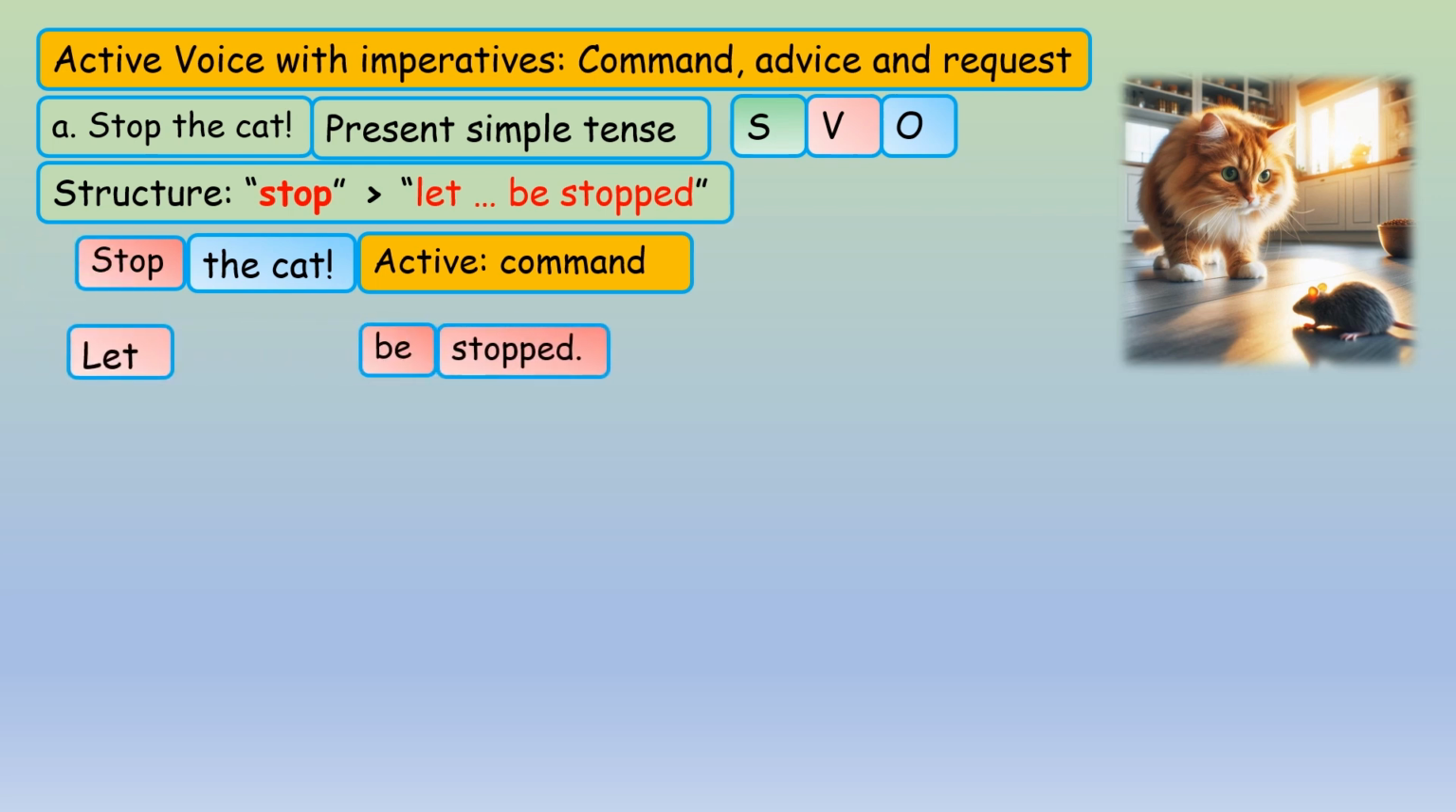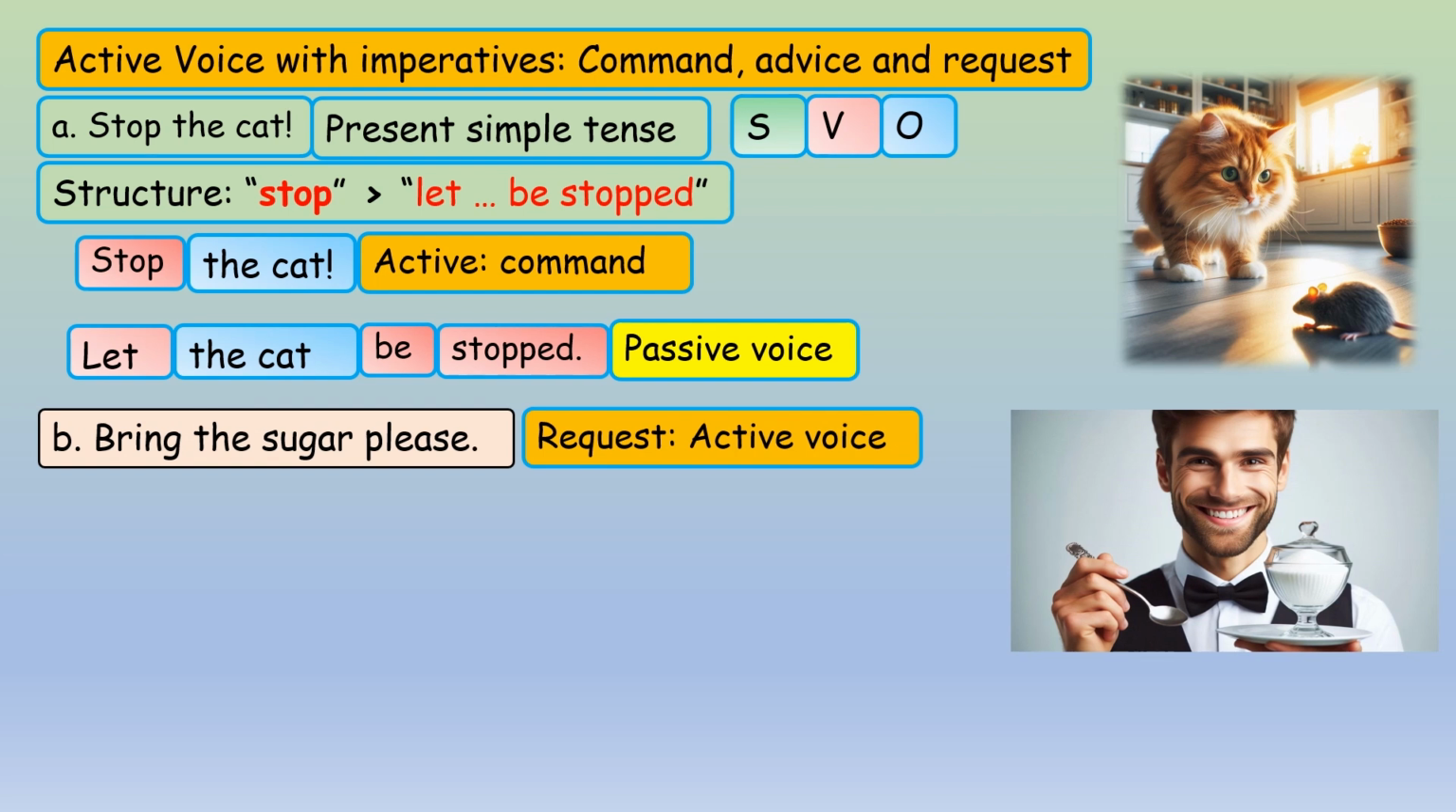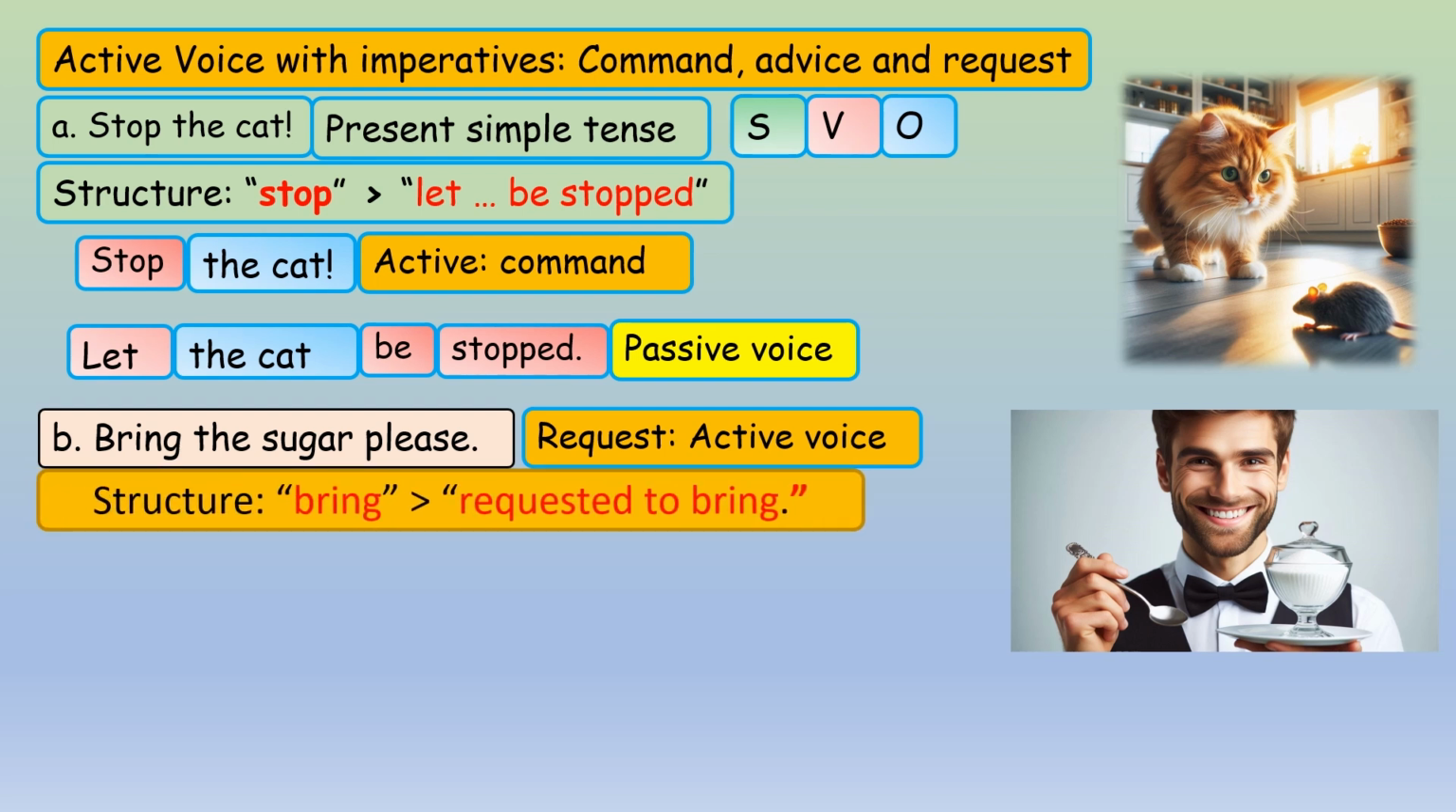In the passive voice, we have a structure here. Let be stopped for all commands. Let the cat be stopped. And that concludes the passive voice for a command. B. Bring the sugar, please. It's a request in active voice. The structure bring changes to requested to bring in the passive voice.